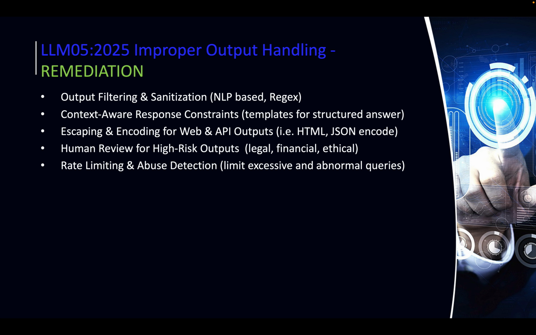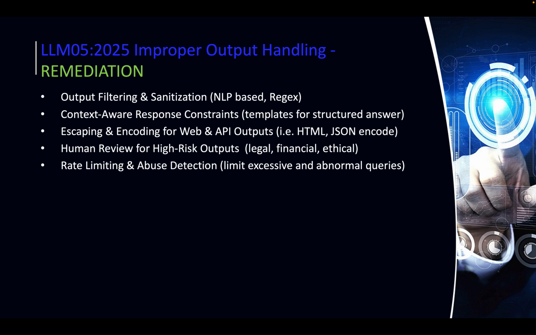Context-aware response constraints, so templates for a structured answer, right? Make sure the model will always respond in a certain way. If it's only supposed to give JSON back, then make sure it will only give JSON back. Or if you have a customer service chatbot or something like this, there should be no possibility to even execute JavaScript or HTML or render something different. And if it's a bullet point list, only the bullet point list should be returned, nothing else.